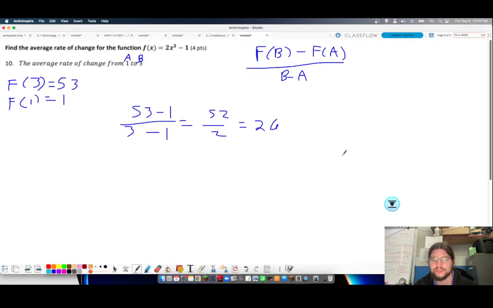Oh, put it into the formula. Yes, we plug numbers into the formula. Where'd I get what from? 3 on the bottom. B is 3.